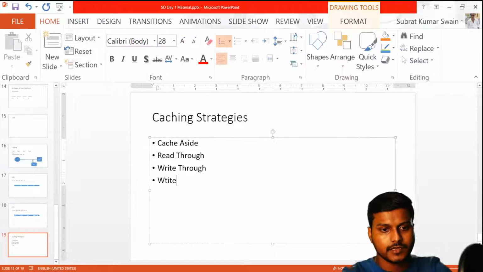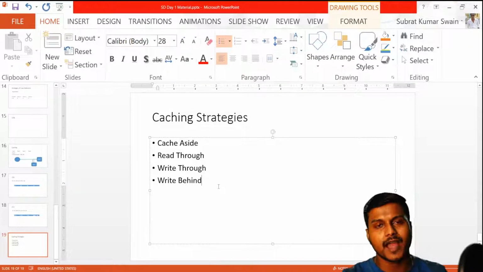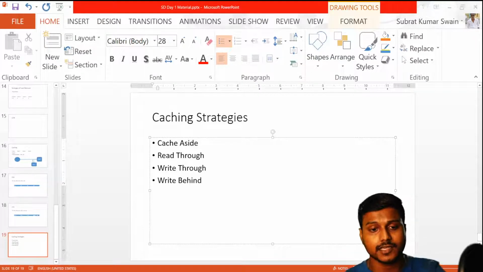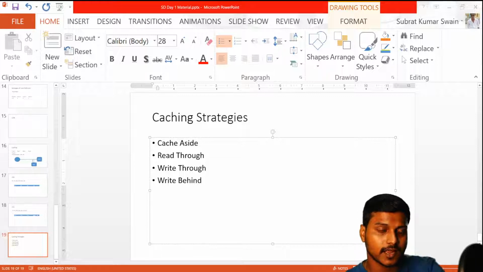Write behind. It's not rocket science. Basically, you just have to search on this term and submit it as an assignment. So this would be your first assignment for this session. I'll be giving one more assignment. You just have to do a bit of research on these caching strategies.